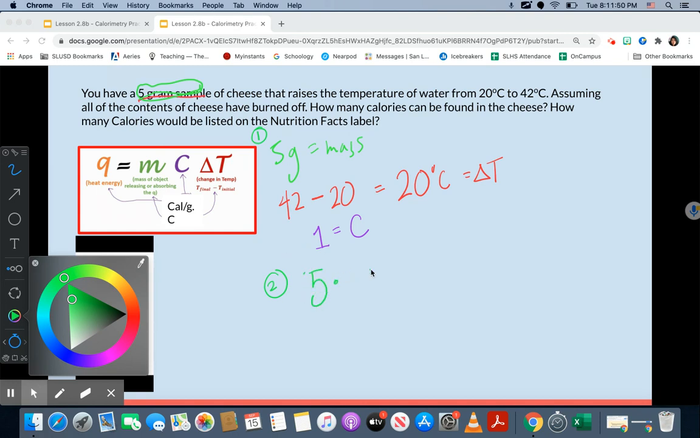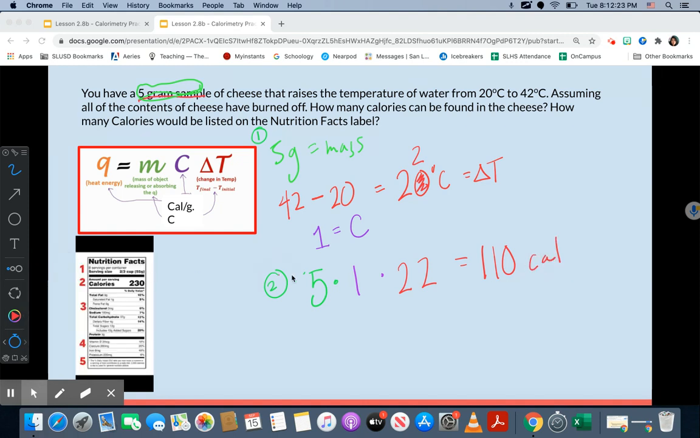So it's going to be 5 times 1 times our change in temperature. So subtracting these two, oops, I just realized that this should be 22. 42 minus 20 is not 20, it is 22. So 22, 5 times 1 times 22 will give me 110 lowercase c calories, right? So remember that lowercase c calories are different from capital C calories.